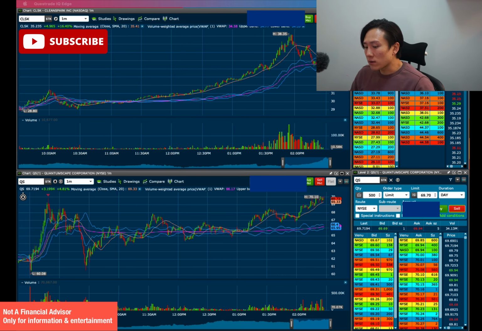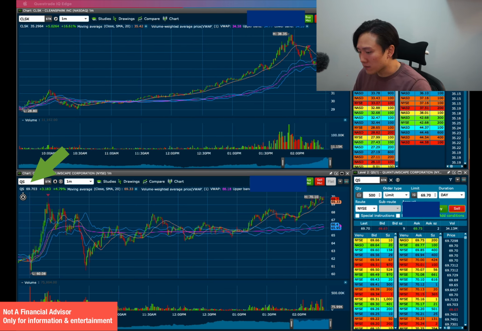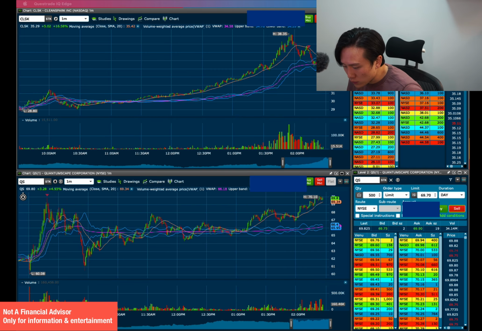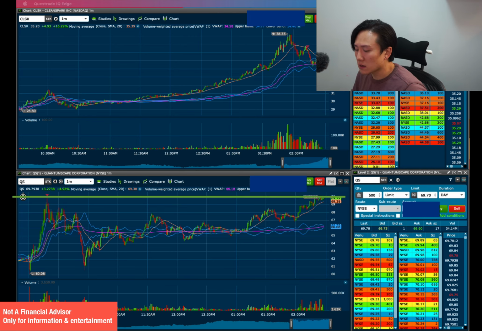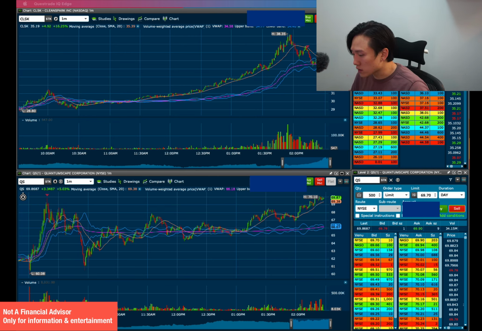Okay, the trade that I was in was QuantumScape, ticker mark QS. It's at the bottom of the screen. As you can see, there's resistance points around $70. So I was thinking I would get into the trade once the $70 mark is broken.